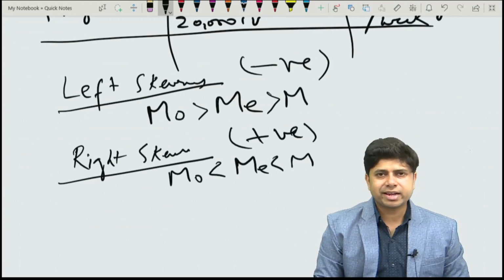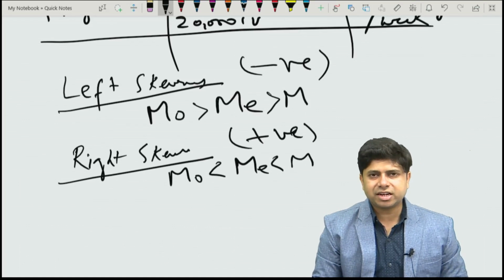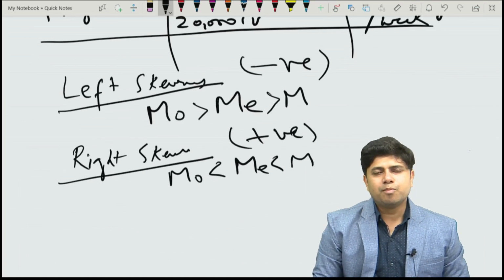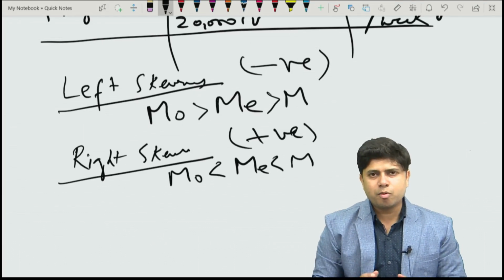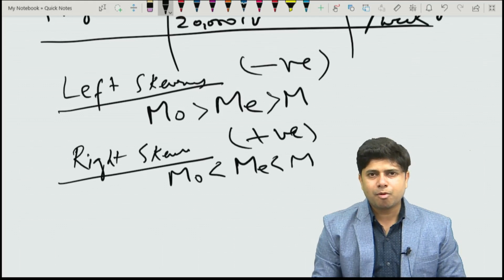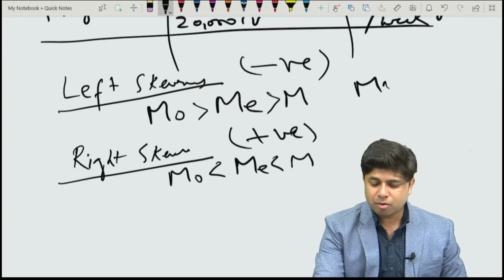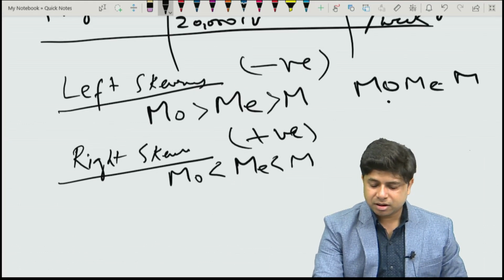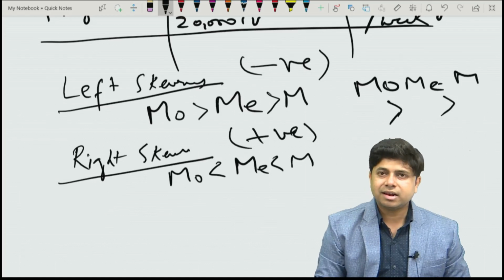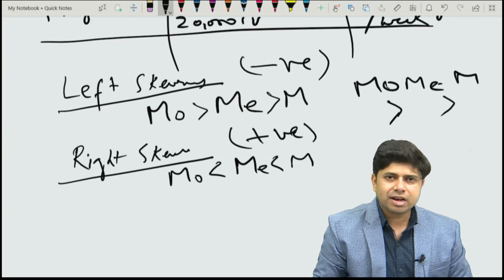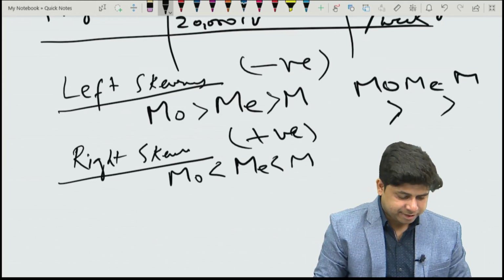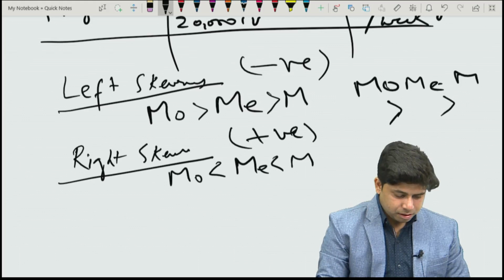But most of the people get confused about the order, which is more than which and which is less than which. So you should remember mode is more than median is more than mean. So this is the order: mo, me, m. This is the mnemonic you can say: mom, m. And it is in the left skewness and just opposite in the right skewness. In this way, you will be able to solve questions like this.